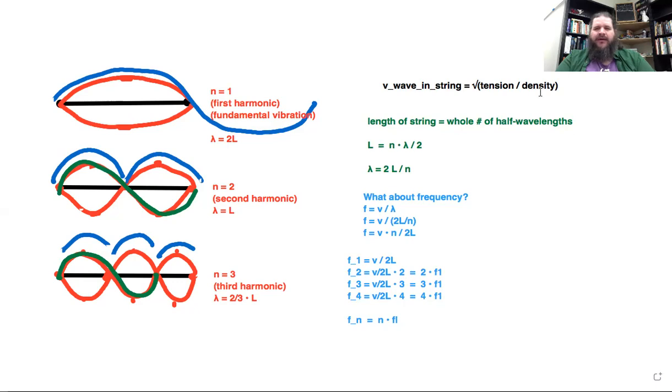Density is more of a matter of design of the instrument in the first place, what material the string is made of and how thick it is, which is why stringed instruments tend to have several different thicknesses of string for easier tuning. But the tension you can adjust on the fly by turning the tuning peg. So typically you tune a stringed instrument by turning the tuning peg to adjust the tension, which changes the value of V. Higher speed means a higher pitch. Slower speed means a lower pitch.